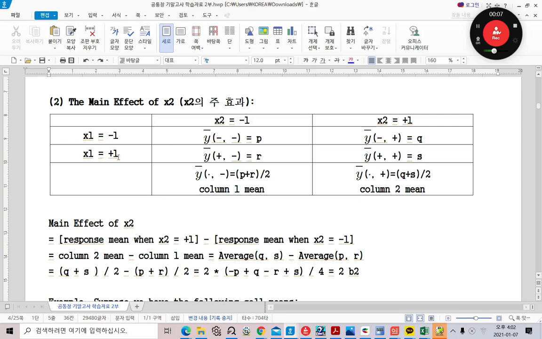Now, this hour's first topic is the main effect of X2. Translation. 오늘 세 번째 강의 시작하고요. 그 다음에 지금 시간에 첫 번째 토픽은 main effect, the main effect of X2 in Korean, X2의 주 효과.